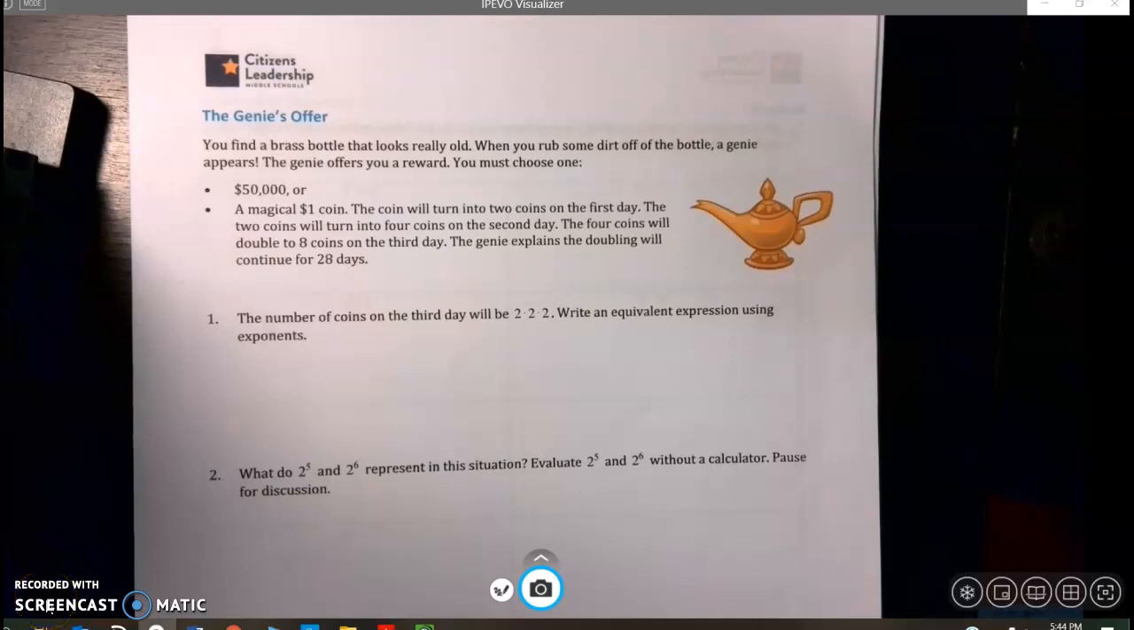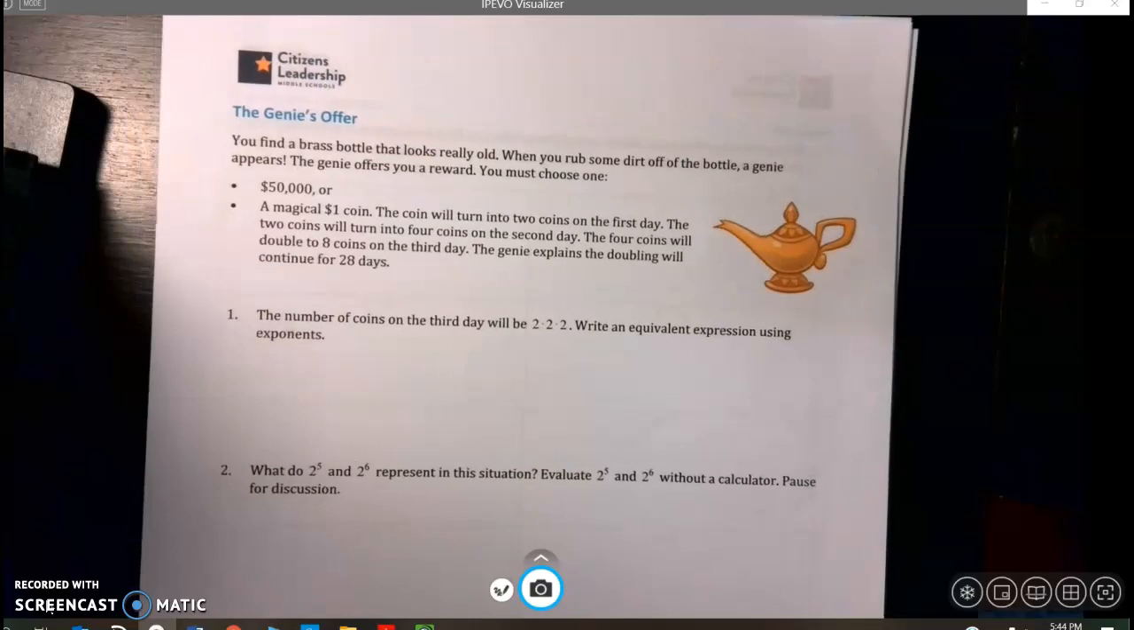So today's lesson is on exponents. This activity is called the Genie's Offer. This might look familiar to some of you. We did discuss this some weeks before our break started, but I wanted to revisit this activity because I just think it's a really awesome way to illustrate what exponents mean. So let's read the instructions together.